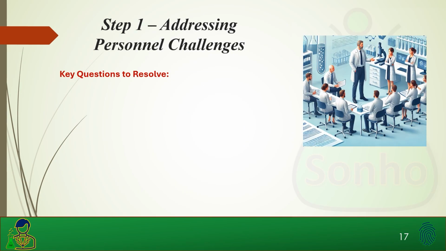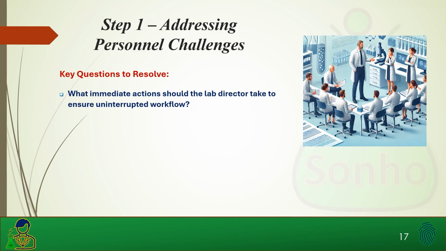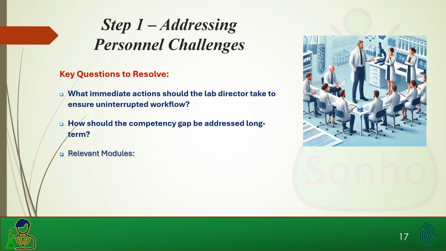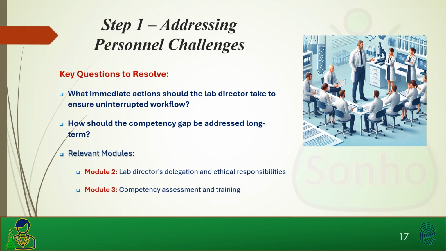Step one is to address the personnel challenges. What immediate actions should the lab director take to ensure uninterrupted workflow? How should the competency gap be addressed long term? Some relevant modules include Module 2, Lab Director Delegation and Ethical Responsibilities, and Module 3, Competency Assessment and Training.